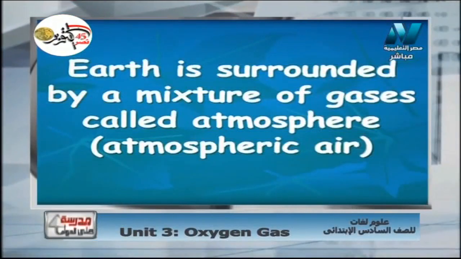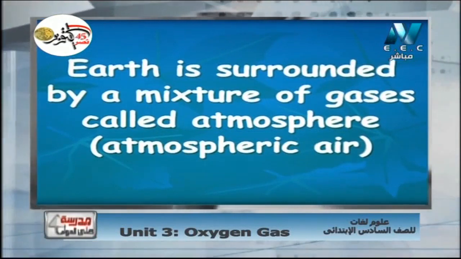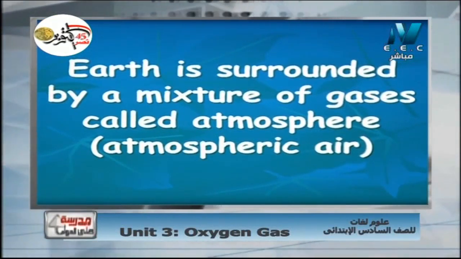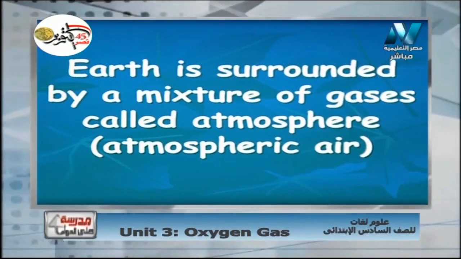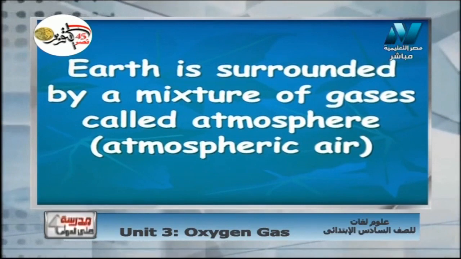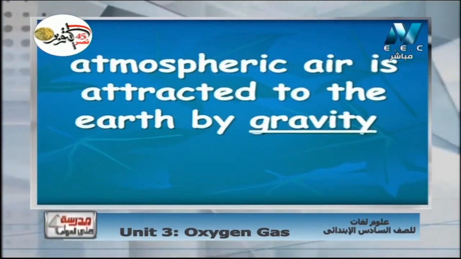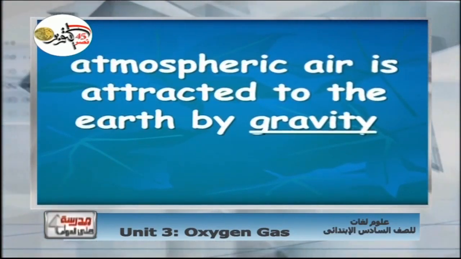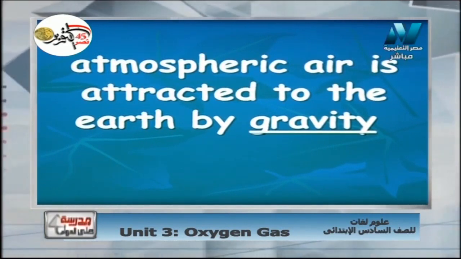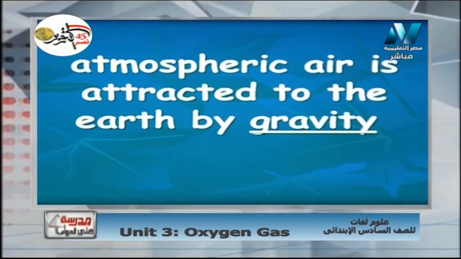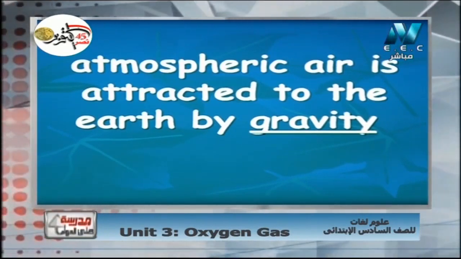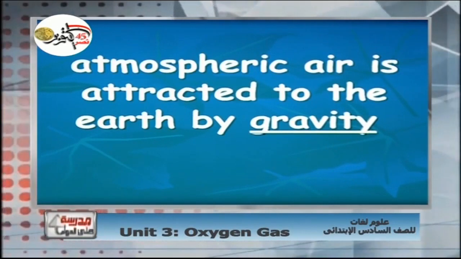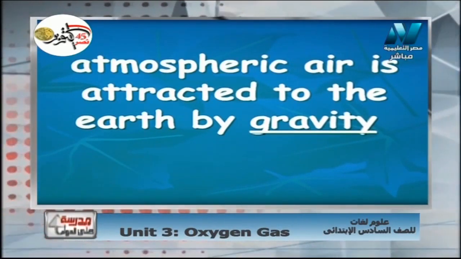By that, Earth is surrounded by a mixture of gases called atmosphere or atmospheric air. We know that. كلنا عارفين كويس قوي الارض محاطه بغلاف او بخليط من غازات بنسميه الغلاف الجوي او اتموسفير او atmospheric air. Also, atmospheric air is attracted to the earth by gravity. كل يوم الصبح بنلاقي الهواء موجود معانا. طب ليه ما بيخرجش خالص من الارض؟ لان في جرافيتي جاذبيه بتشده ناحيه الارض. معنى كده ان الهواء موجود معانا باستمرار.